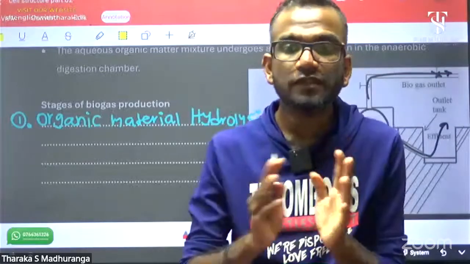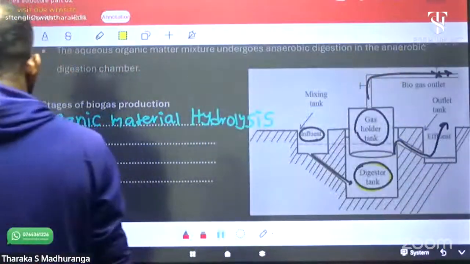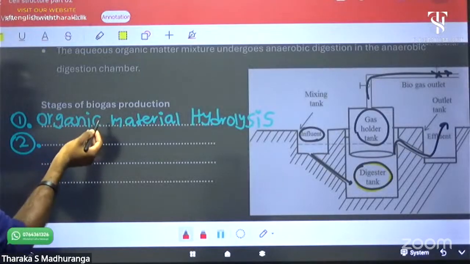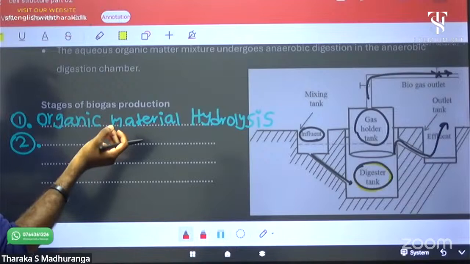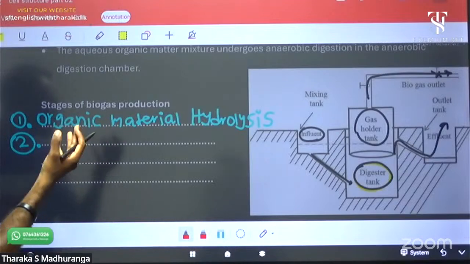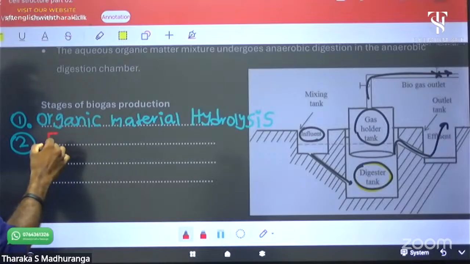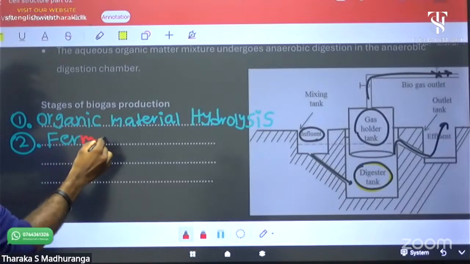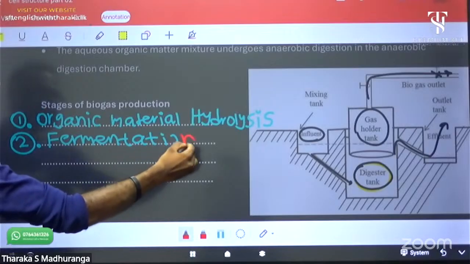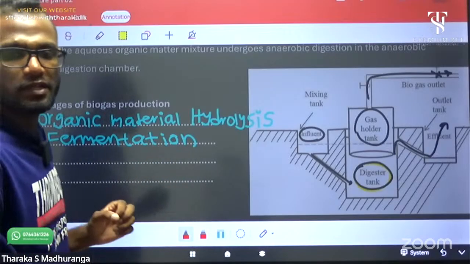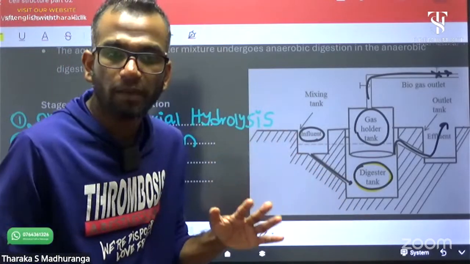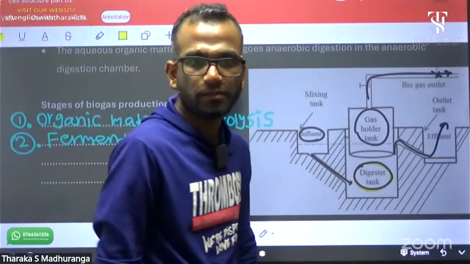Okay, this is the first step of biogas production. In the second step, this organic material is hydrolyzed, broken down into organic compounds, then fermentation. Doing the fermentation process. Fermentation means these broken down simple organic compounds are fermented by anaerobic microorganisms.